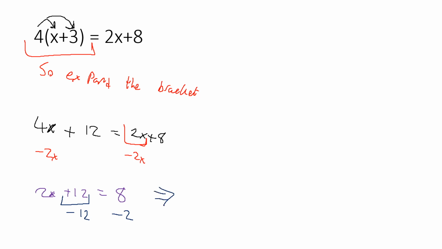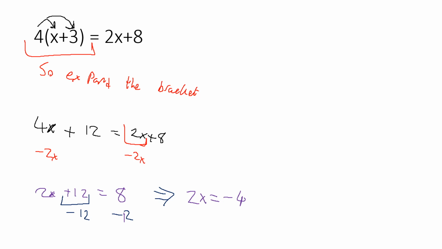So we have our 2x. What is 12 minus 12? 0. What is 8 minus 12? Sorry, that was a mistake. It's simply equal to minus 4.